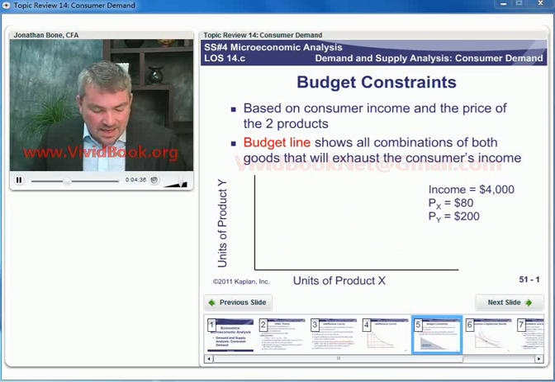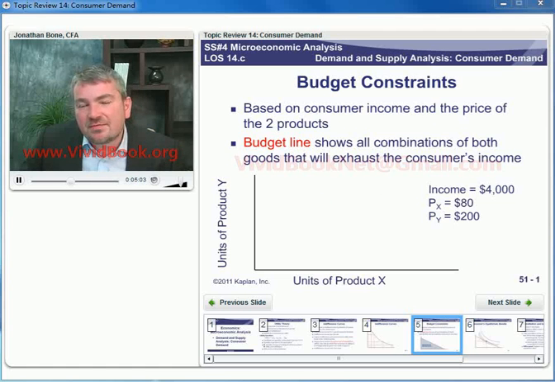Okay, our next LOS is calculate and interpret budget constraints. So what we're going to do is look at a very simple idea, because you can only sketch it really for very simple ideas where there are only 2 products. Once you've got more than 2 products, then your diagram's no longer 2-dimensional. Now the budget line is going to show all combinations of goods that will exhaust the consumer's income. I think it's easiest to do it rather than really talk about it.